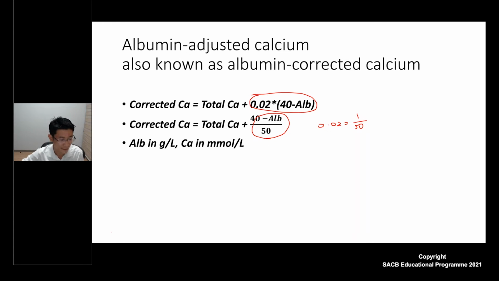Of note, if you're looking at some USA sources, they tend to measure albumin in gram per deciliter, whereas we measure in gram per liter, and calcium we measure in millimole per liter. They may measure in mg per deciliter as well.